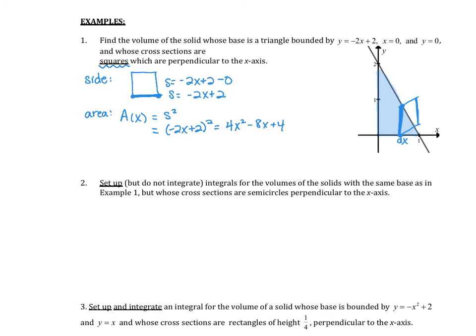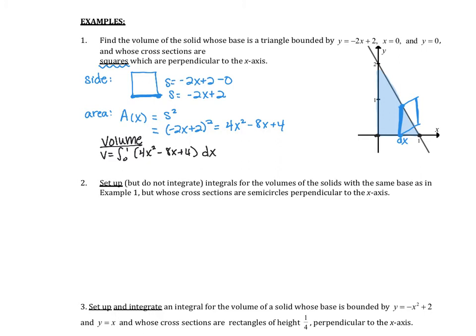Now, to calculate the volume, the bounds are from 0 to 1 of the area of the shape, which we said was 4x squared minus 8x plus 4, times the infinitely small width of each rectangle. Because volume is the area of the base, which is the square, times the height or the depth of the square, and the depth of the square in this case is dx.